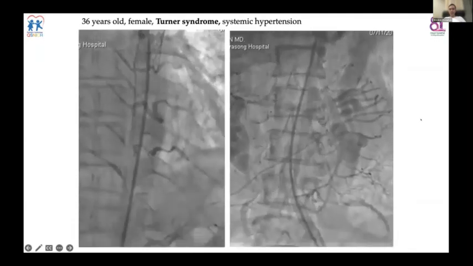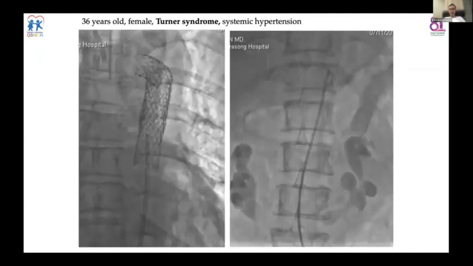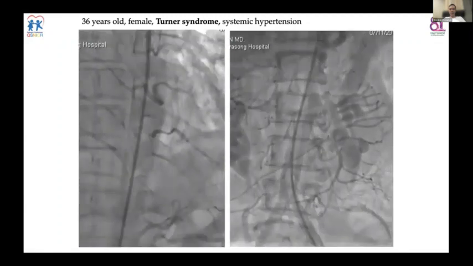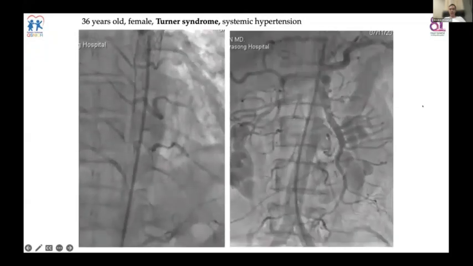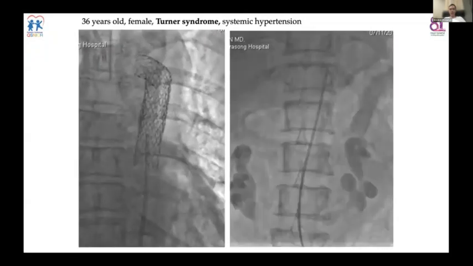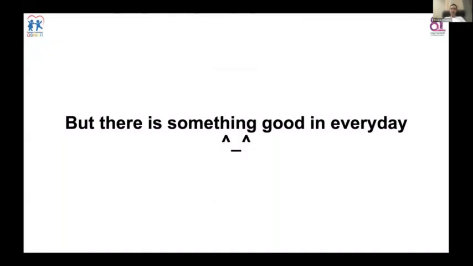At that time, that was the best option that we could provide for the patient. Eventually this patient passed away 3 years after the procedure, even though we tried our best, because the surgeon also could not help this patient with such a huge dissection. So it doesn't mean that a covered stent can hold and seal everything. It is not like that. So please bear in mind. But of course, there's something good in every day.